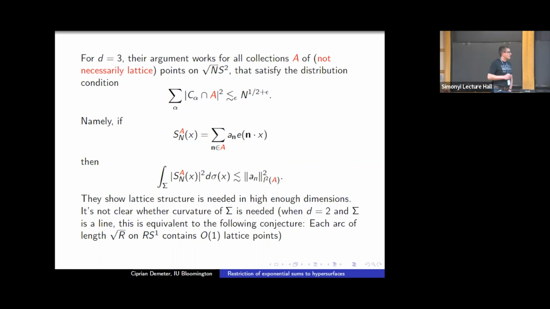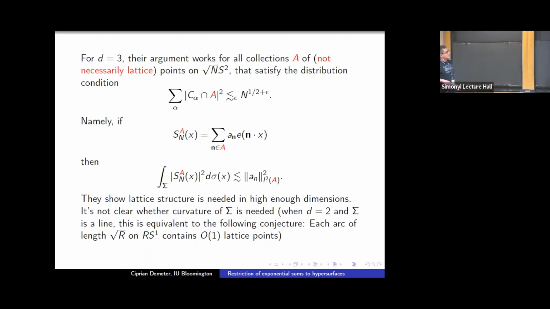They also make the point that the lattice structure is needed in higher dimensions. I think there's an example in dimension, I forgot, 9 and higher, that shows that this approach cannot work. And you have to use periodicity, you have to use something about the lattice points that hasn't been used before. And now back to Peter's remark.